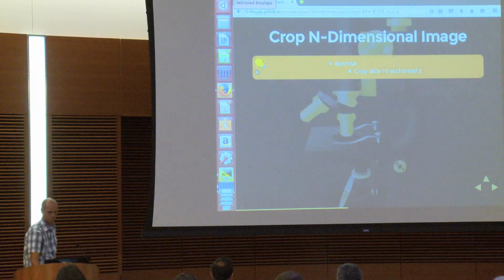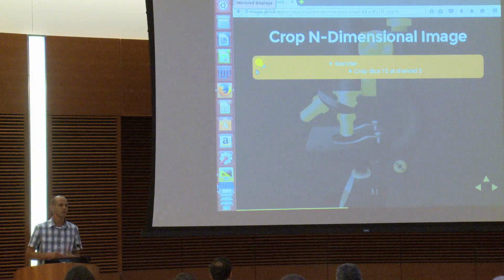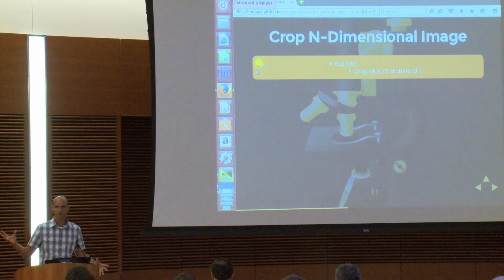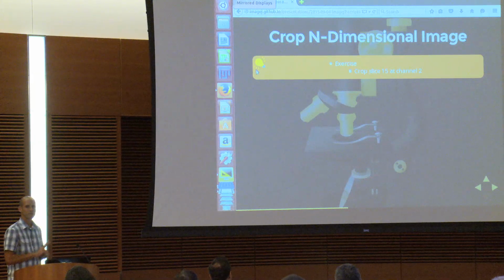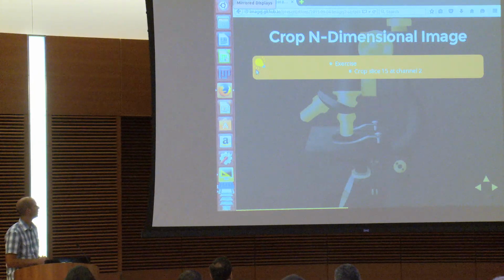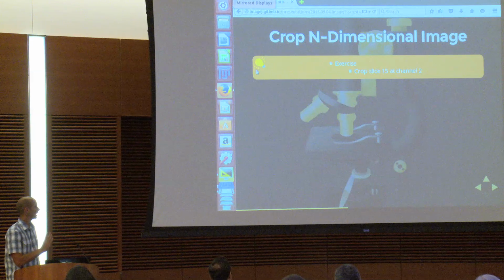So here's a quick exercise, and ask me questions about this if it's not apparent how to do this. Can you change the code to make a crop that we haven't done yet? Crop slice 15 at channel 2.